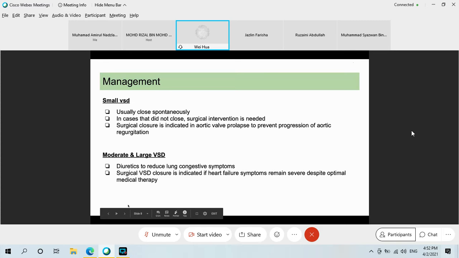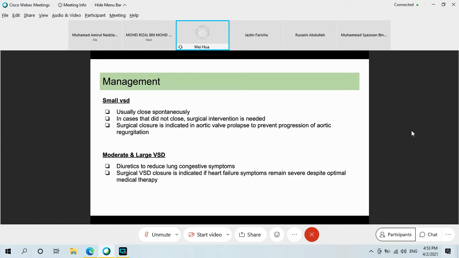Next slide. For the management, if the ventricular septal defect is small, it usually closes spontaneously and surgical intervention is not needed. If it does not close, we need to do the surgery. And surgical closure is also indicated in aortic valve prolapse to prevent the progression of aortic regurgitation.